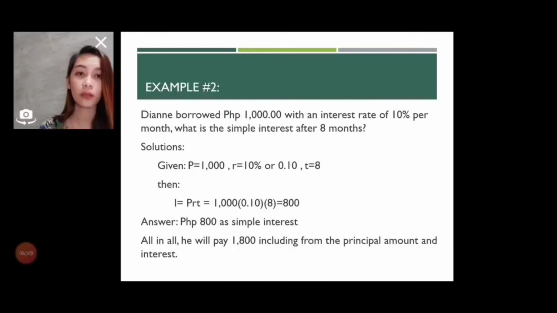All in all, he will pay 1,800, including the principal amount and interest. Since your interest is 800 pesos and your principal is 1,000, the money that you are going to pay to the lender is 1,800 all in all.